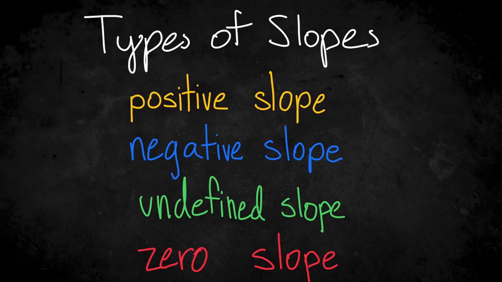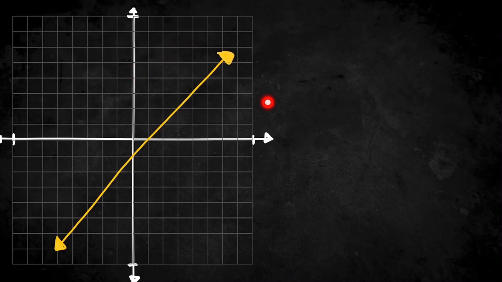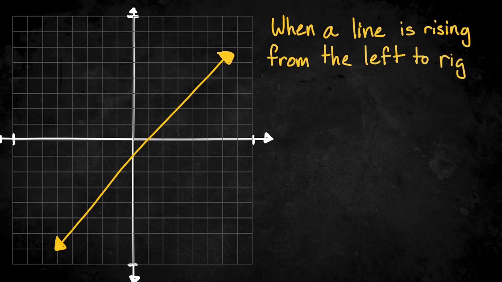Now, we can tell which one of these 4 types of slope a line has based on a few qualities it has, and those qualities would put it into one of these 4 categories. So let's learn what the qualities are. So here we have a line. This line has a positive slope. I know this because when a line is rising from the left to the right, it has a positive slope.